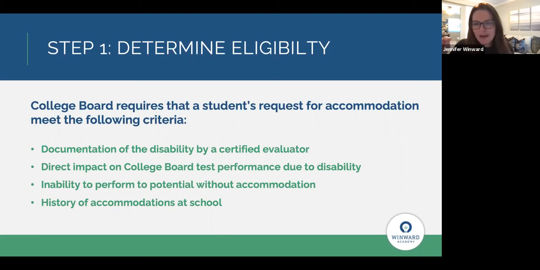This again goes back to what I mentioned earlier with the Americans with Disabilities Act, right? It's all about the ADA. It's all about showing them that there is this limitation or there is this inability to perform to your potential if you don't get the accommodation. That is what they want to see.